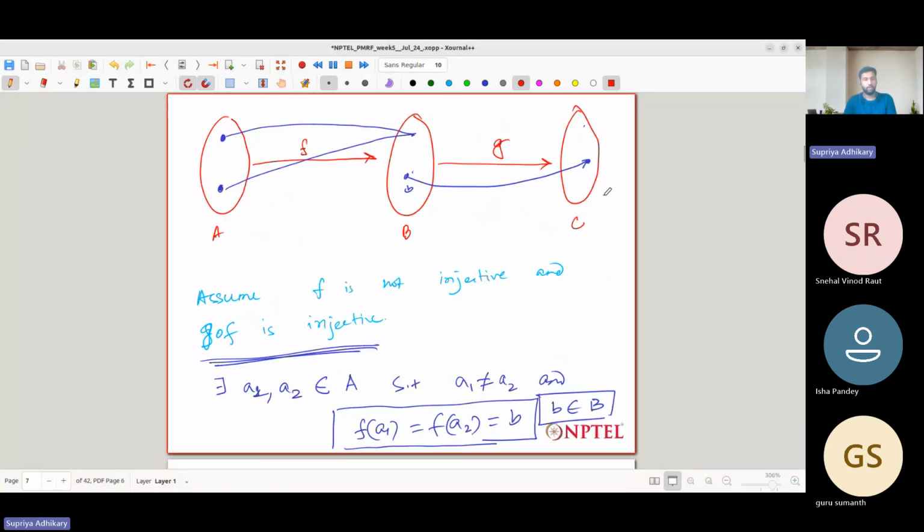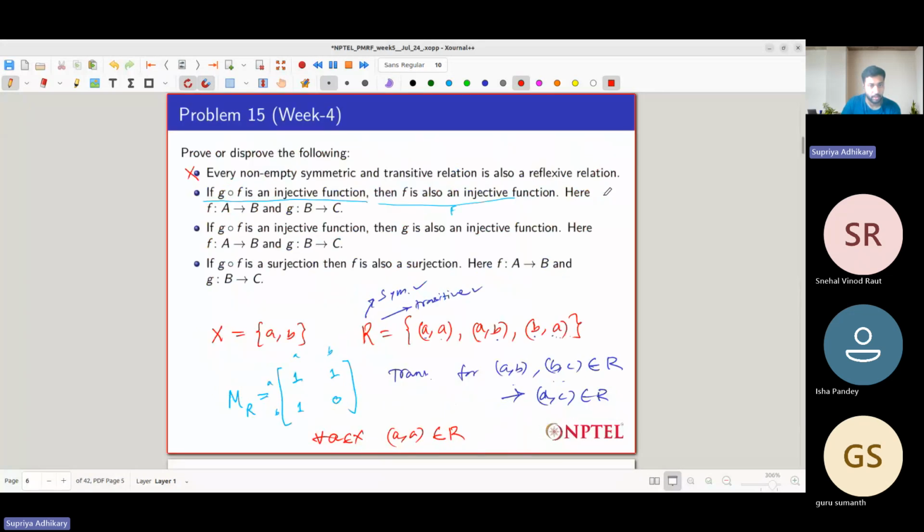Therefore, our assumption was wrong. That is, we have to accept that if g∘f is indeed an injective function, then f must also be injective. So we have proved it by contradiction that if the composition g∘f is an injective function, then f must also be an injective function.